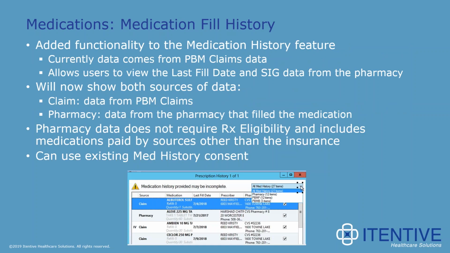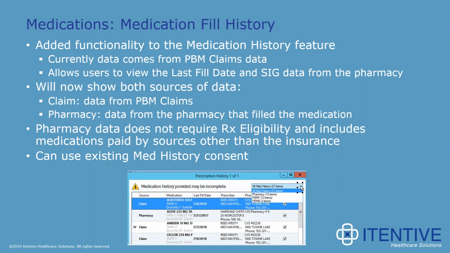So switching gears a bit to a different part of the EHR and looking at medications, specifically the new functionality involving medication fill history. There is an added functionality to the medication history feature. Current functionality provides medication history from PBM claims data, which lacks details from the pharmacy. So this is going to allow users to view the last fill date and SIG data from the pharmacy and include both sources of data.